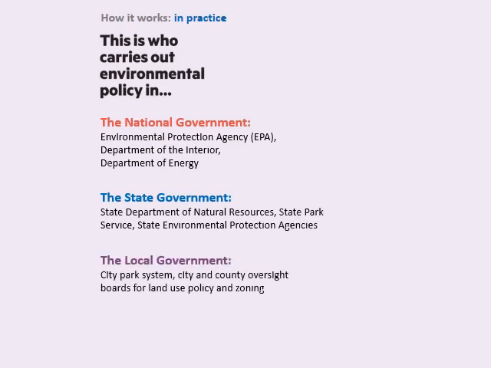Now, let's look at who carries out environmental policy. At the national level, it's the Environmental Protection Agency, the Department of the Interior, and the Department of Energy. At the state level, it's the State Department of Natural Resources, State Park Services, and State Environmental Protection Agencies. Each state has these agencies. At the local level, it could be city parks, city and county oversight boards for land use policy and zoning. Our city has a group of people that go around in trucks, environmental services, looking to make sure that grass is mowed and trash isn't out on the streets and so forth.